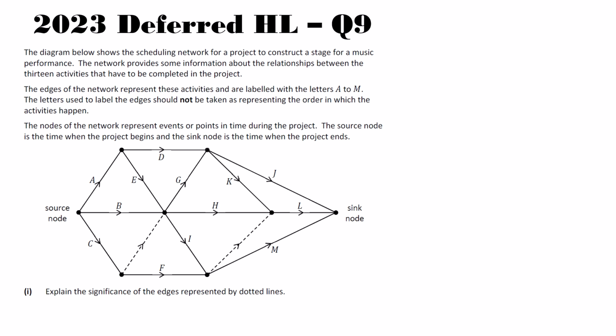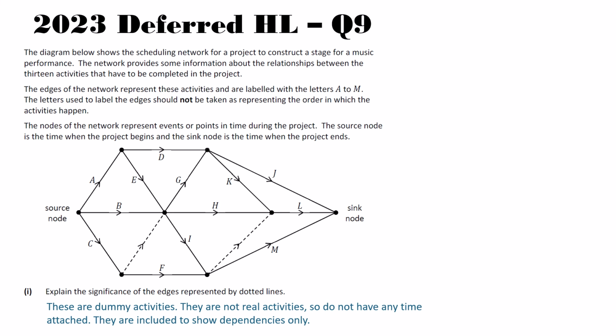Part 1 asks us to explain the significance of the edges represented by dotted lines. So these are dummy activities, so they're not real activities. They don't have any time attached, and they're included just to show dependencies. For example, if we take a look at this edge, it's saying that before we start H, we must have B done, but equally, we must also have C done because C is connected with that dummy. So that's what dummies are used for.